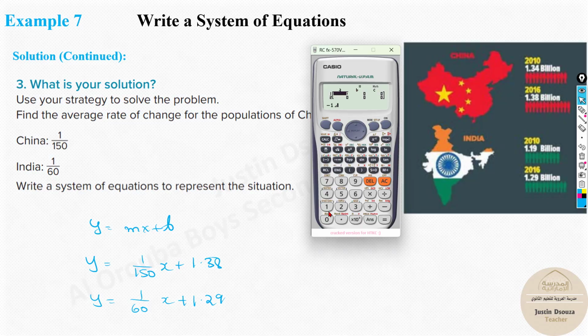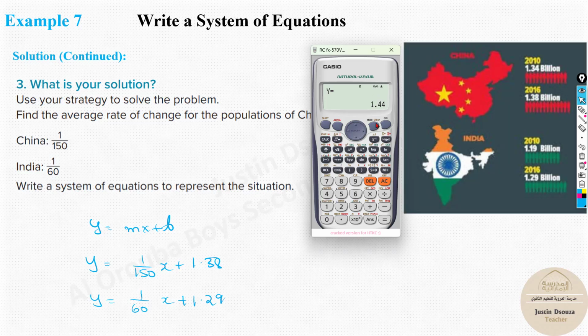Negative 1 divided by 150. And over here, what's the coefficient? It's 1. And lastly, we have 1.38. Now this one here will be negative 1 by 60. And then we have again 1. And lastly, we have 1.29. And the answer is 9.